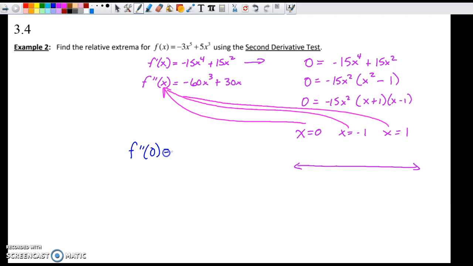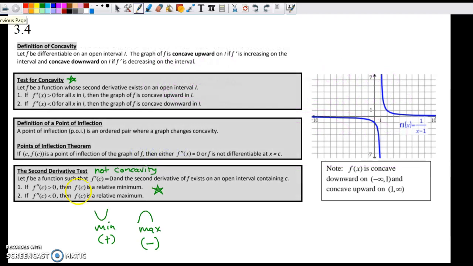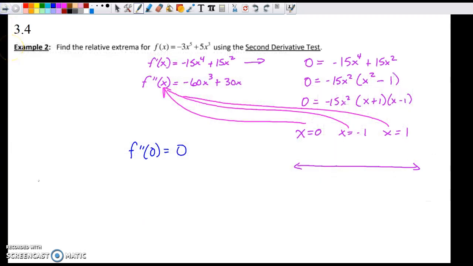F double prime of 0 would of course be 0. Now is that a max or a min? According to my second derivative test, no, that doesn't tell us anything because the second derivative test tells us only if the second derivative is positive or negative. We know here the second derivative is 0, so that's a point of inflection. So that's neither a maximum nor a minimum.